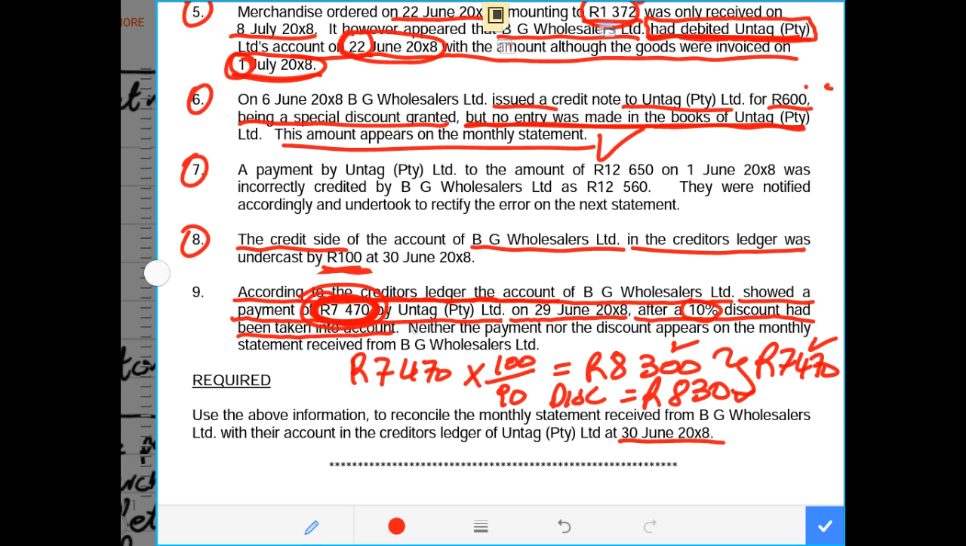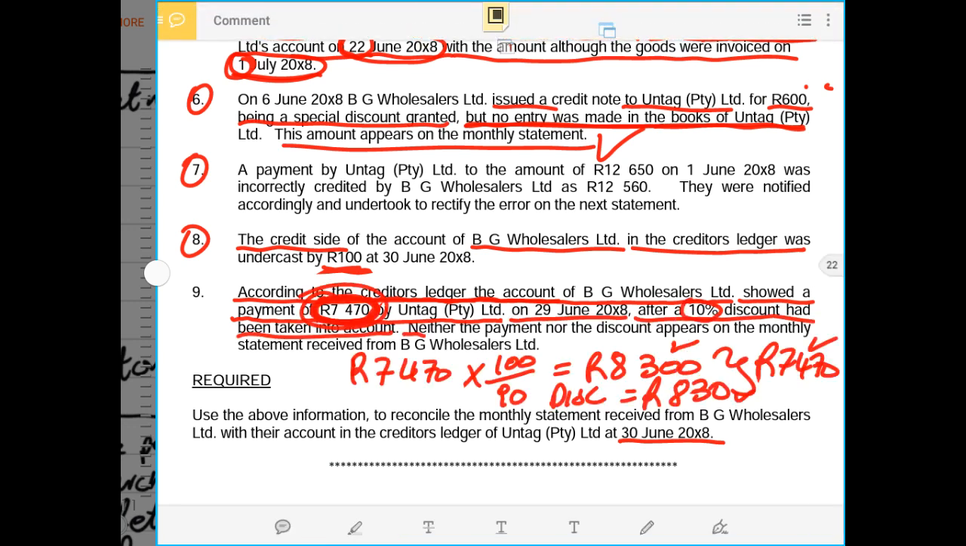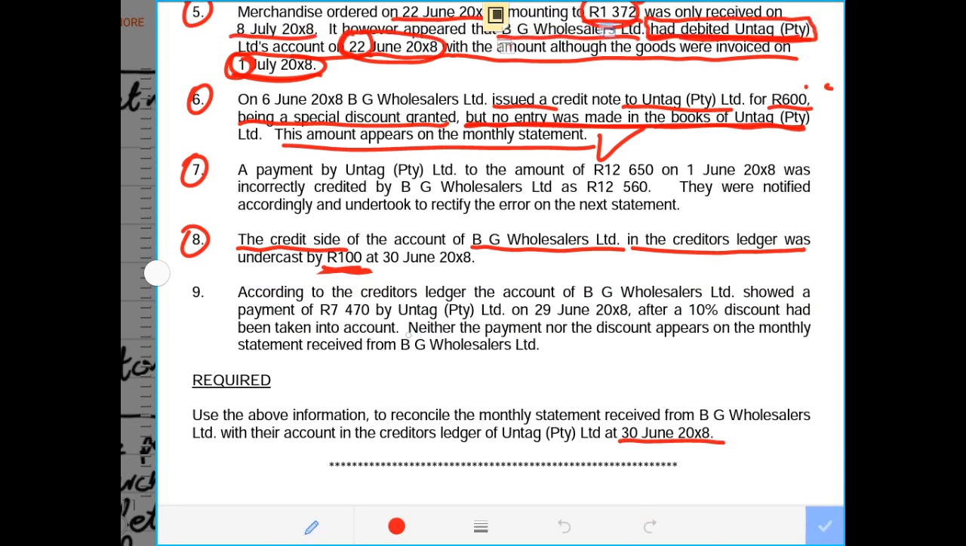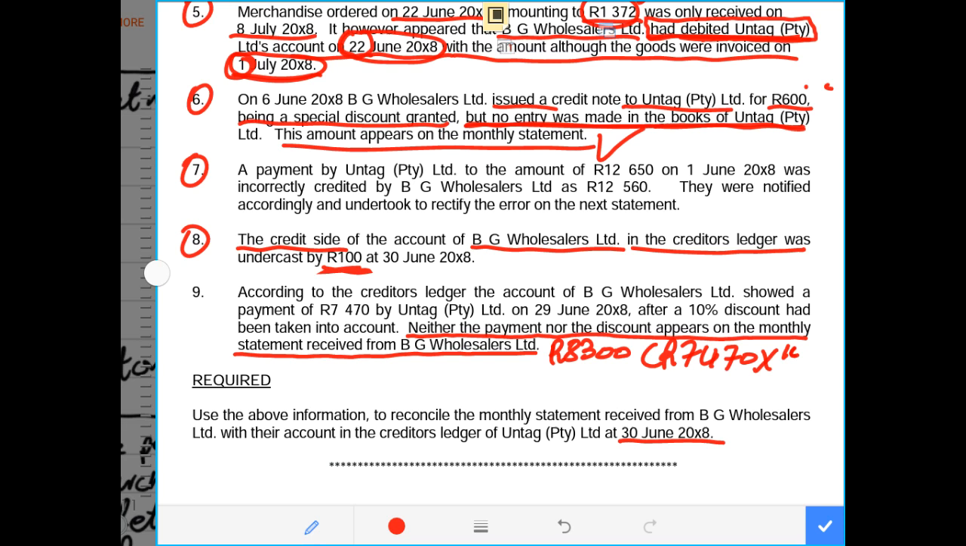So now they say neither... Let me erase that part. It will delete everything, no problem. It says neither the payment nor the discount appear in the monthly statement received from BG Wholesalers. So BG Wholesalers does not have the amount of 8,300, which is made of 7,470 times 100 divided by 90. And also the discount of 830 is not there.